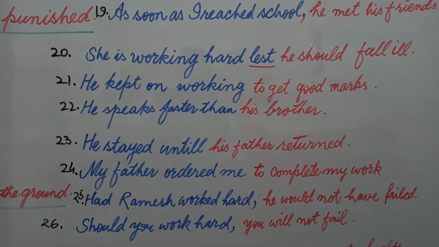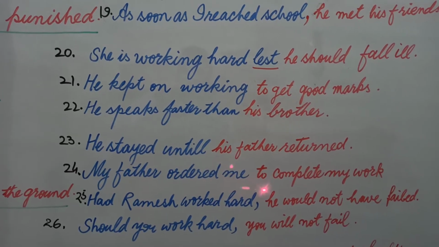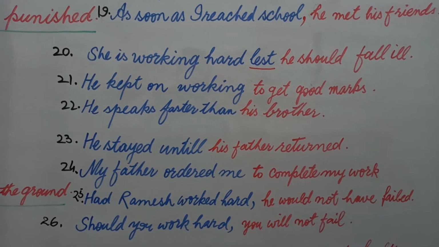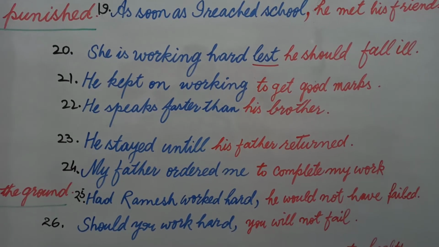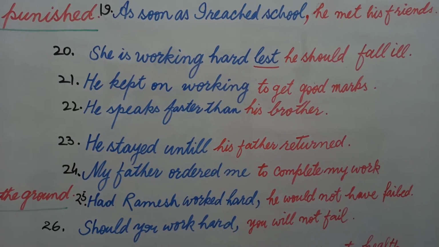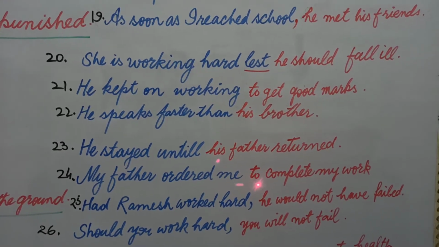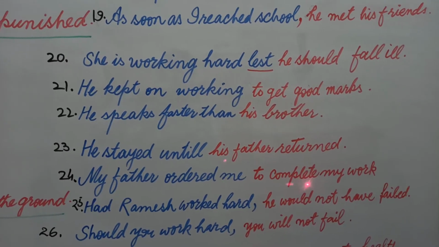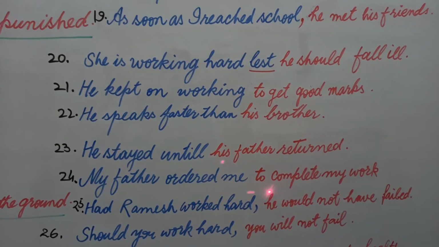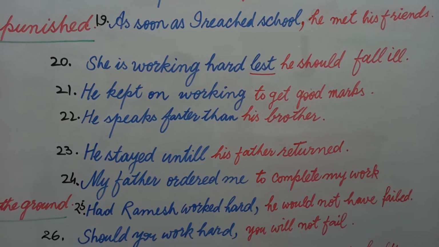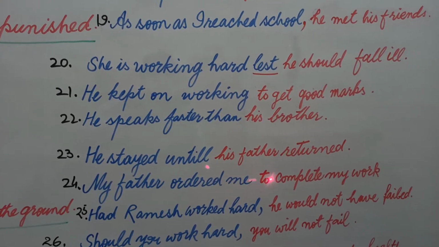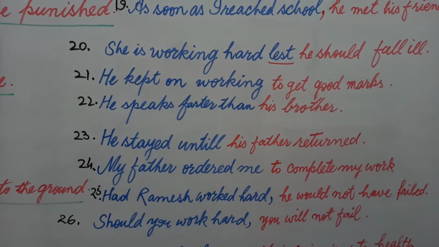My father ordered me to complete my work. This sentence I have completed in the form of a narration, or you can say indirect form of speech. My father ordered me. After ordered me, you always use to plus first form. The purpose. Why ordered me? Because his purpose was to make me complete my work. So my father ordered me to complete my work.